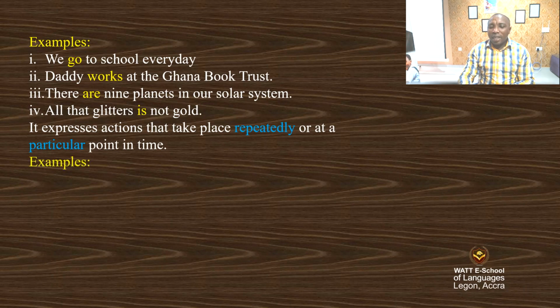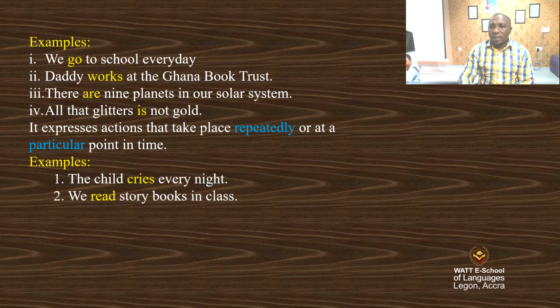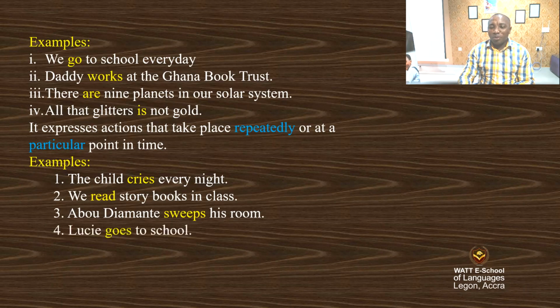Examples again. The child cries every night. See, every night he cries. We read storybooks in class. Abu Diamante sweeps his room. Lucy goes to school. These are verbs in the simple present tense. You see that the verb stands alone. It's only one here, and it is in the present. And the action that the verb is trying to portray is something that repeats itself, or repeatedly happens.